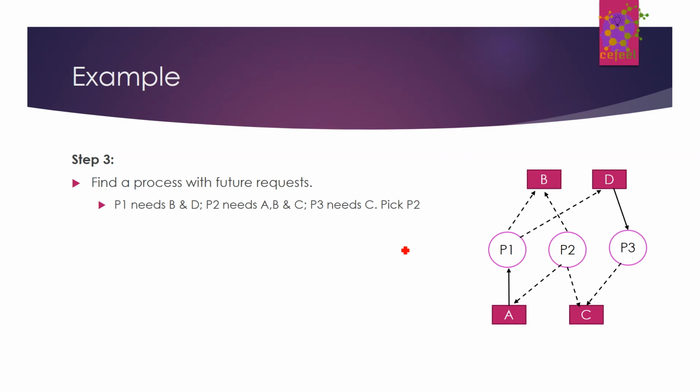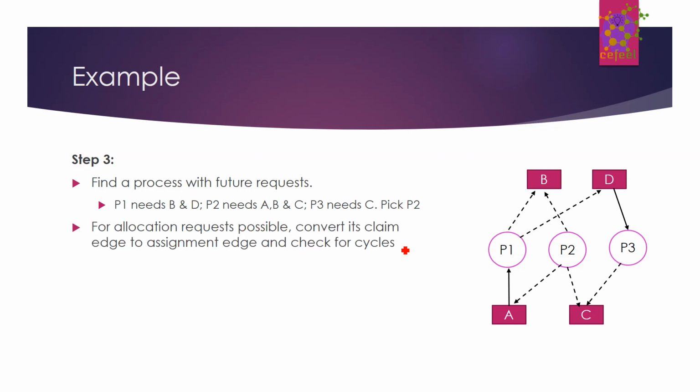Just randomly, let's pick P2 in this example first. So let's pick P2 and go through each of its requests. P2 has 3 requests: P2 to B, P2 to A and P2 to C. So we will go through each of them and try to convert each of these claim edges to assignment edges and then check for cycles. So first, P2 can be allocated B.